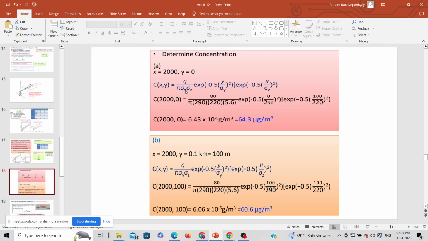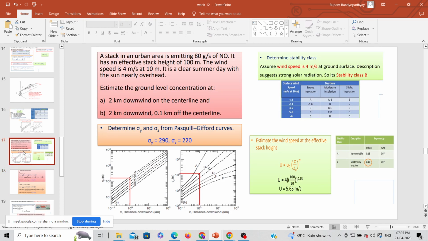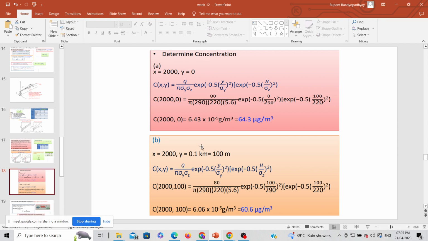For the first case, at the center line position, what will be the concentration at ground level? It is asked. So y is 0, x is 2000 meter. If you put these values here, with 80 gram per second as mentioned, you will get the answer as 64.3 microgram per meter cube.